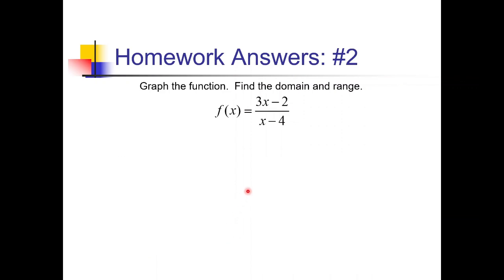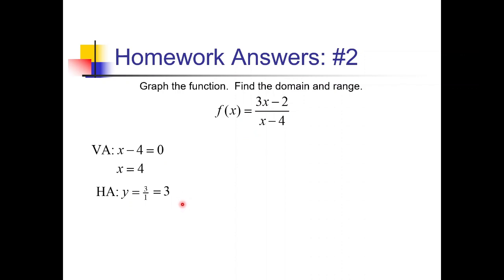To start on this problem, let's first find the asymptotes for this graph. So for the vertical asymptotes, we need to see what makes the denominator 0. If we set x minus 4 equal to 0 and add 4, we see that we have a vertical asymptote at x equals 4. For the horizontal asymptote, we will take the ratio of the lead coefficients. So that would be 3 over 1. And that's just going to be y equals 3.